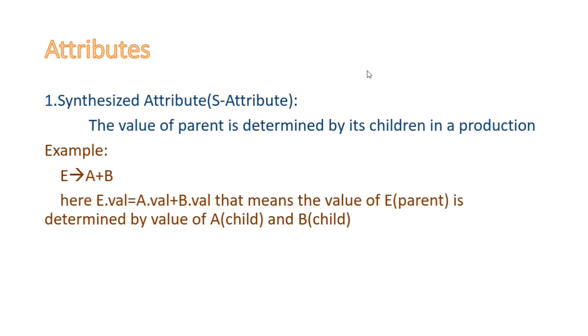I have taken an example here. E tends to A plus B, where E is called the parent and A and B are called the children. You can see here the value of A and the value of B are added together and it produces the value of E. That means the result is stored in E, so it generates the value of E. That is the reason why this is called a synthesized attribute, because E is the parent, and E's value is determined by its children A and B.